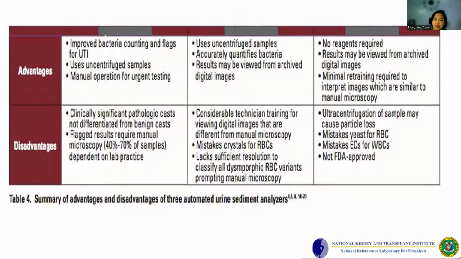Second, it mistakes crystals for RBC. So napagkakamalan yung mga crystals na RBC or RBC to crystals. It lacks sufficient resolution to classify all the dysmorphic RBC variants, prompting manual microscopy. On your third analyzer, ultracentrifugation of the sample may cause particle loss. It mistakes yeast for RBC, mistakes epithelial cells for WBC, and it is not FDA approved.